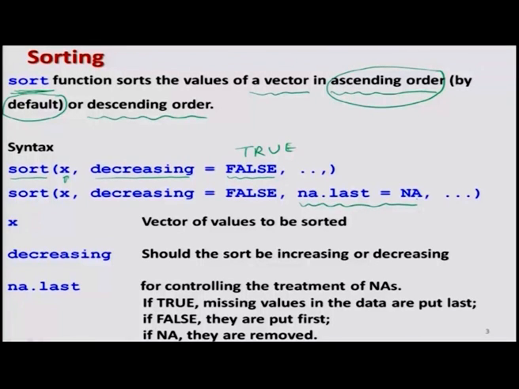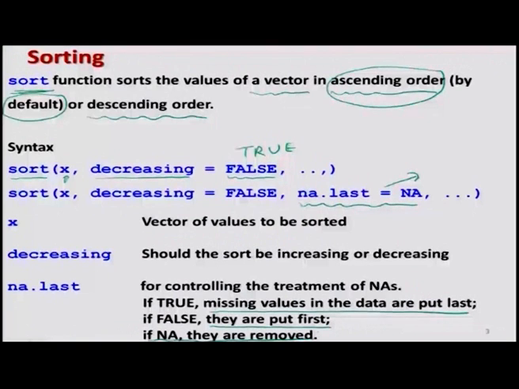That means missing values are going to be denoted here by NA. In case I say that this statement is true, that means the missing values in the data are put in the last, and if I say this value is false, then these values are put in the first. That means the missing values occur at the end of the x vector. And if I say NA, that means there is no missing value handling, and R will simply ignore it.